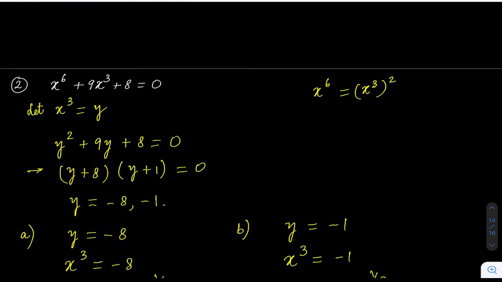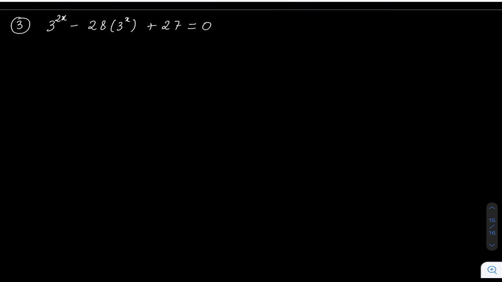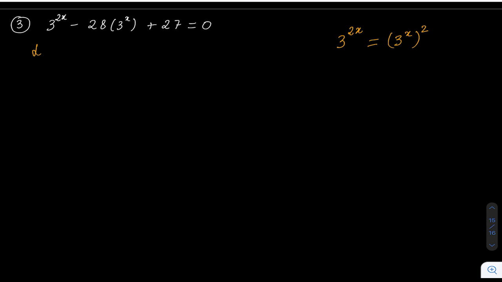So this is how you can reduce. Okay, let's go for one more problem. Now we have an exponential problem. Sometimes these kinds of questions are also given. Again, I am using the same logic. 3 power 2x is nothing but 3 power x squared. As you know, powers multiply, so x times 2 is 2x. So similarly, let 3 power x equal some variable, let's say u. So my equation now changes to u square minus 28u plus 27 equals 0. So again, I am going to make factors. So this is 27 and 1.